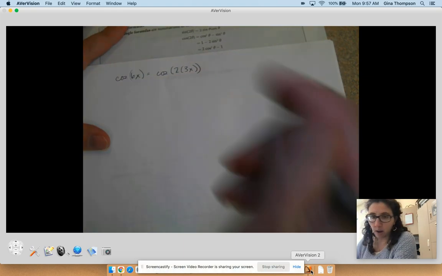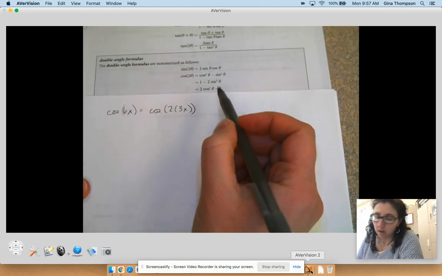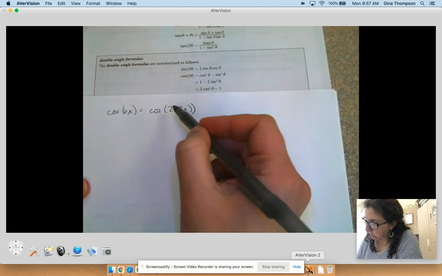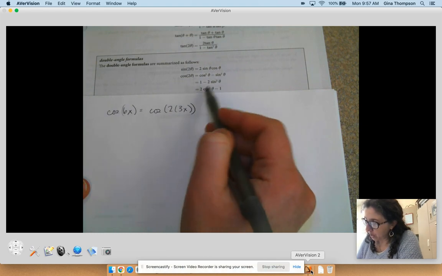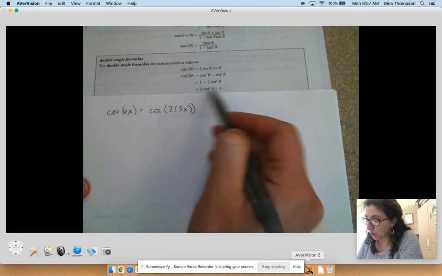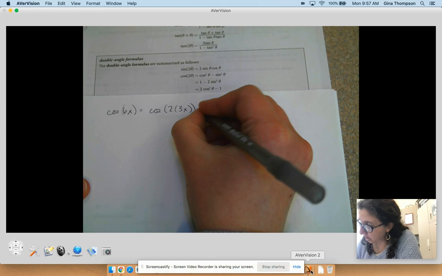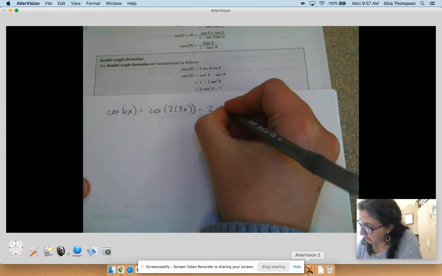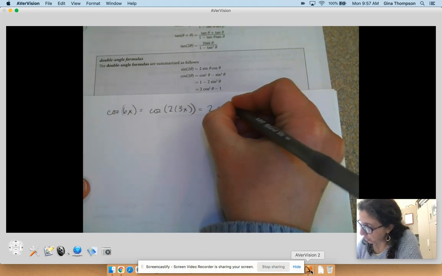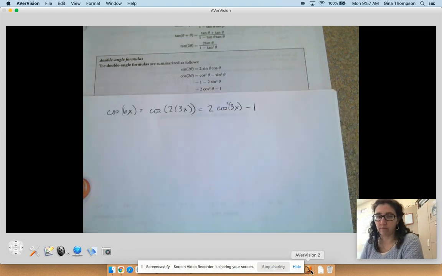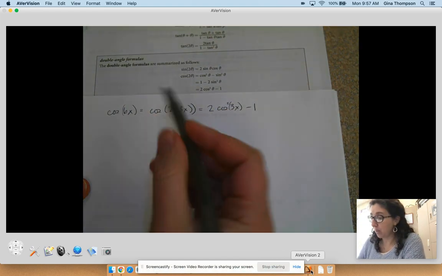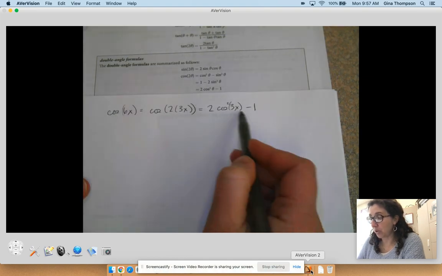Okay, so we have three options here for cosine of 2 theta. We could write it this way, or this way. They want it all in terms of cosine, so I'm going to choose this third representation. It's going to be cosine of 3x, cosine squared of 3x minus 1. That's it. Done. Okay, we've written this in terms of cosine of 3x, right?